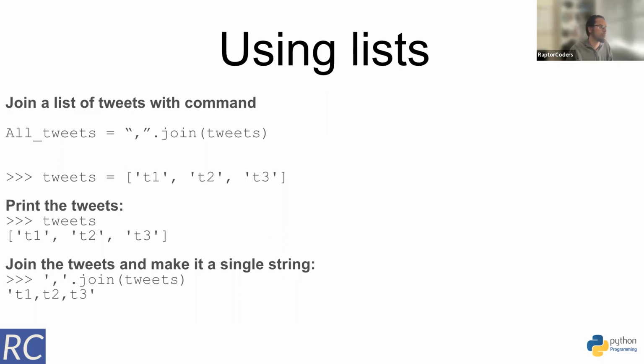Very handy function. Now here's one example. If I just say print the tweets, you can see that in the square braces it's showing me a list, square brace T1, T2, T3. But if I say join it, you will see that all these square braces are gone. The total thing becomes one single line with one string. T1, T2, T3, the entire thing is one string.